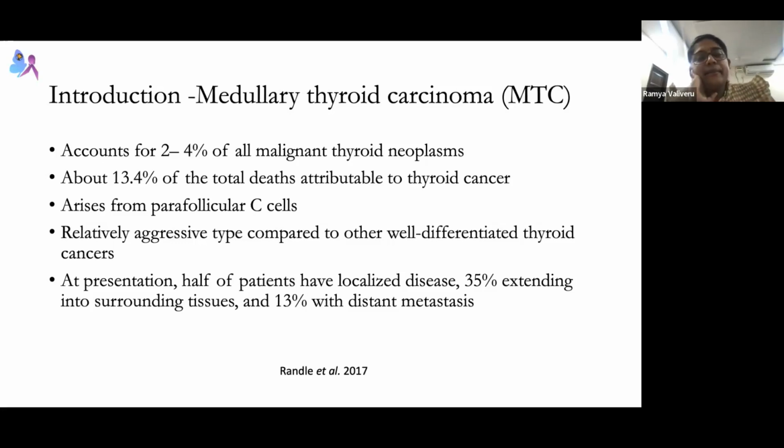So, MTC is a very, very interesting entity. It's interesting in many, many ways: the way it is a continuum from hyperplasia to malignancy, how it is associated with syndromes, and how it is a part of multiple endocrine neoplasia. And actually, it's a challenge to diagnose and treat MTC.